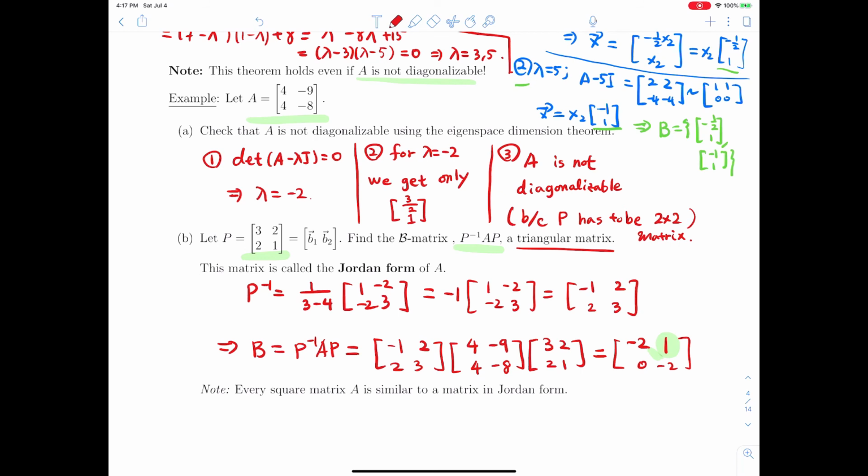So even though we cannot make the given matrix a diagonal matrix, we can still make it as close as possible to a diagonal matrix. So we call this matrix B the Jordan form of the given matrix. And in fact, every square matrix A is similar to a Jordan form. There are a lot of theories about the Jordan form of matrices, but we won't be able to cover that in this section.